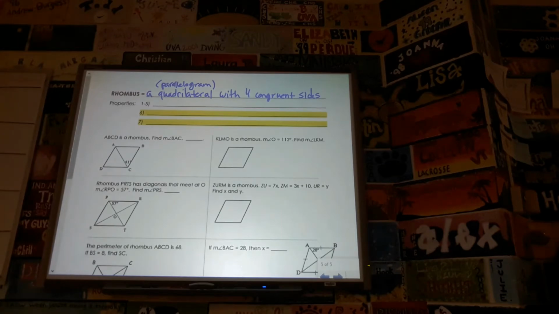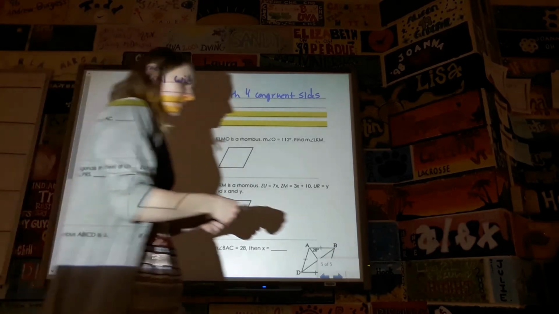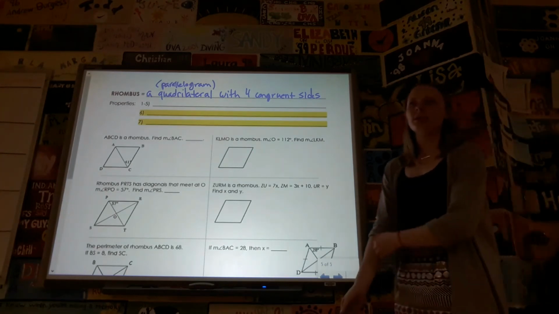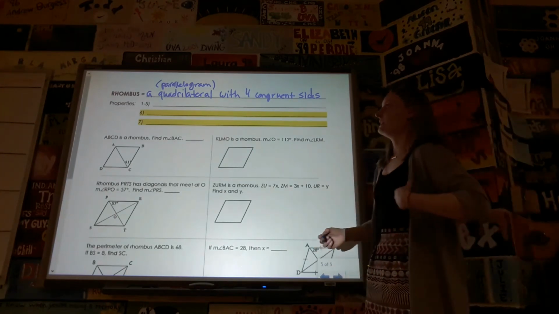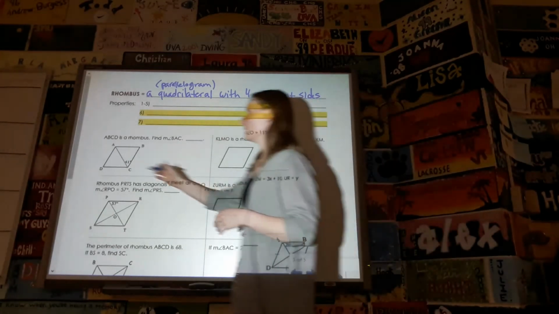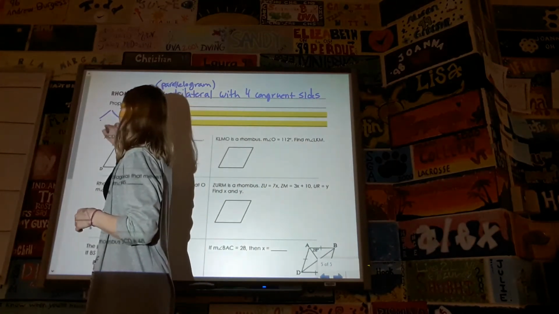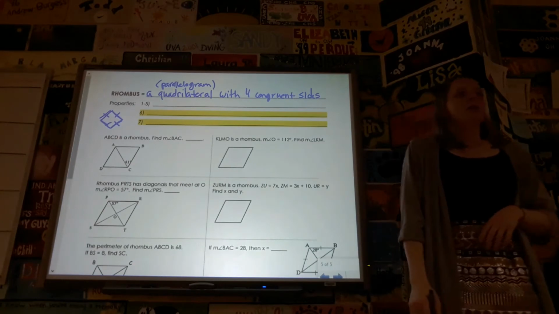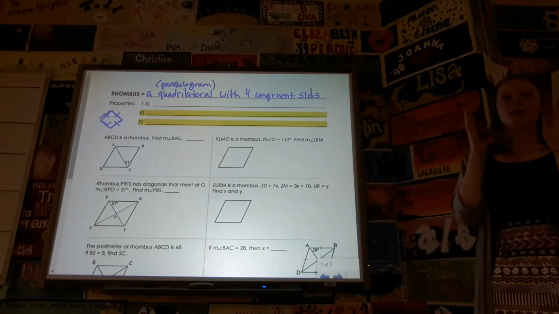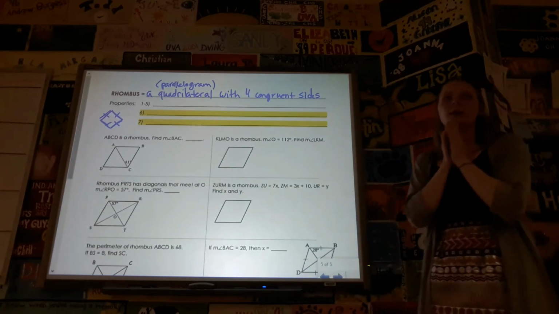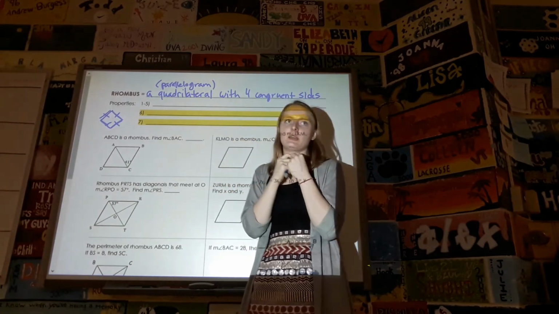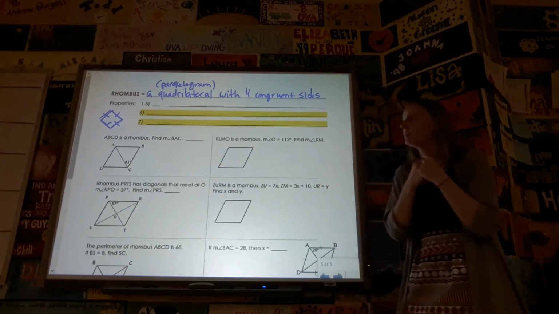So does a rhombus have to have 90-degree angles? No, the only thing that would qualify something as a rhombus is that it has 4 congruent sides. So a good representation of a rhombus would look like this. Kind of like a diamond. Their angles are different, but the sides are the same. Correct. The angles don't have to be the same, they could be different, but the sides all have to be the same. Okay?